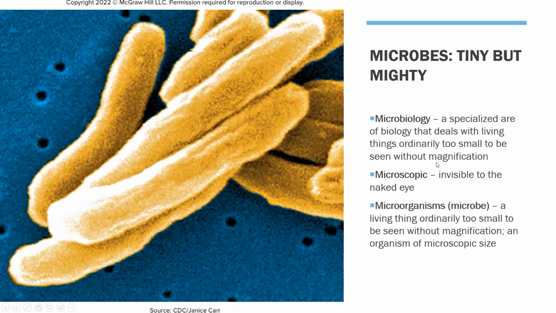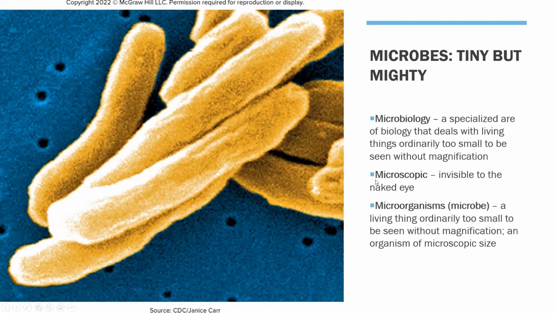So a couple of key words. It deals with living things. So today's lecture, we're going to talk about what actually makes something living, because it's a little blurrier than you would expect. Okay? So ordinarily, things too small to be seen. So we're going to discuss microscopes in the coming weeks and how we can actually visualize and see what's going on within the cell.